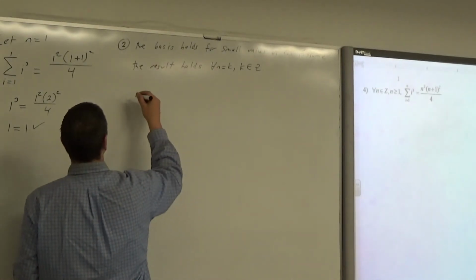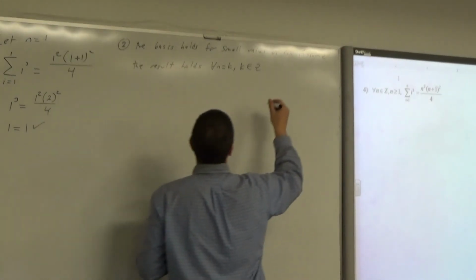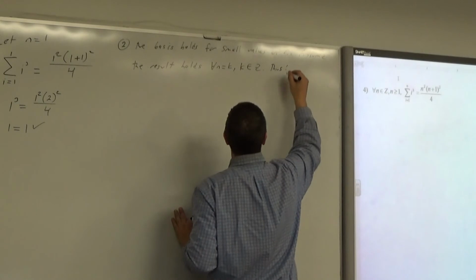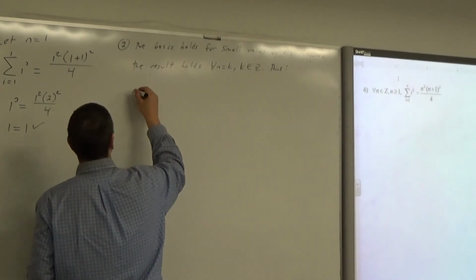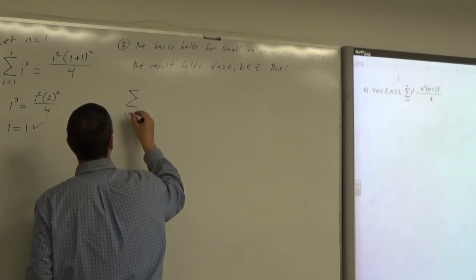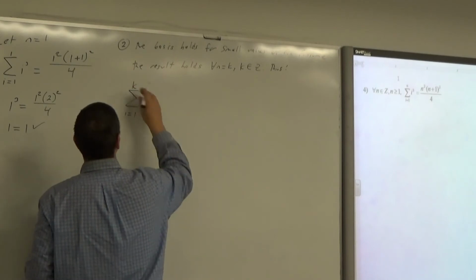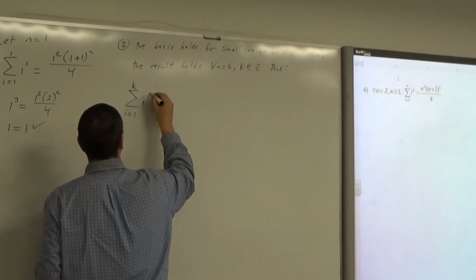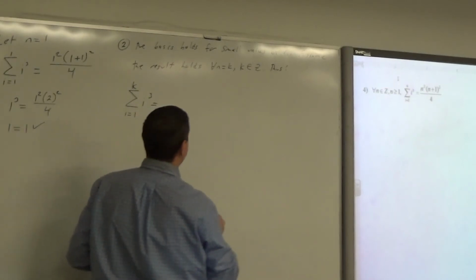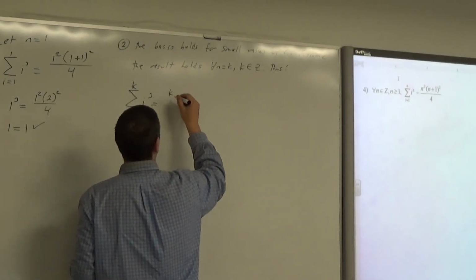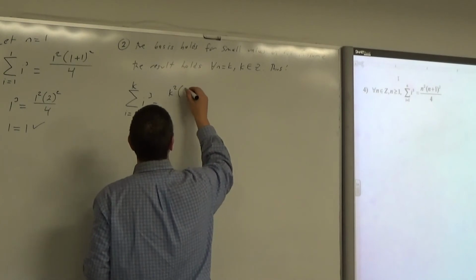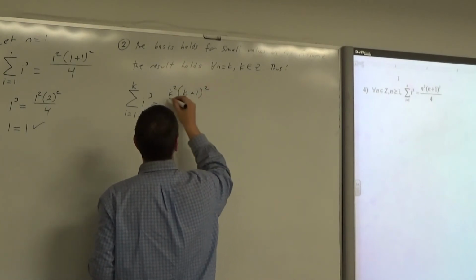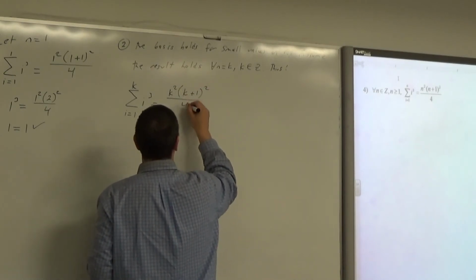So thus, the series i equals 1 to k of i cubed is going to be equal to k squared times k plus 1 quantity squared, divided by 4.